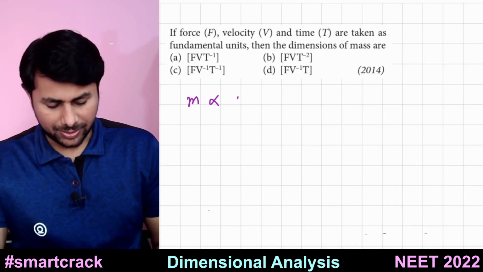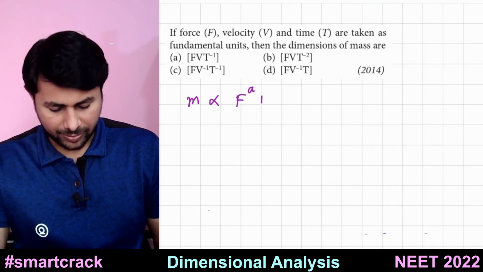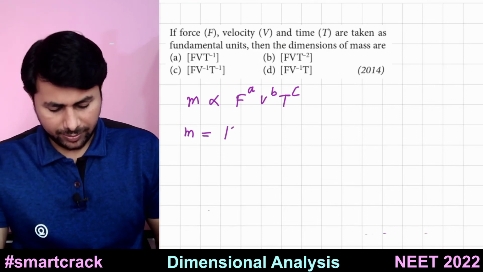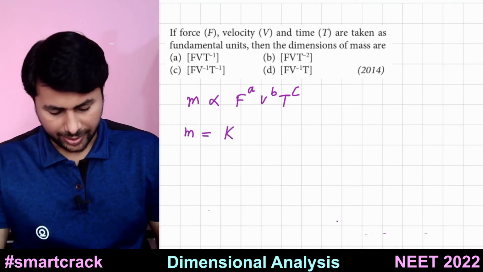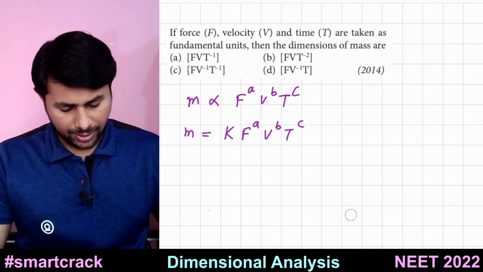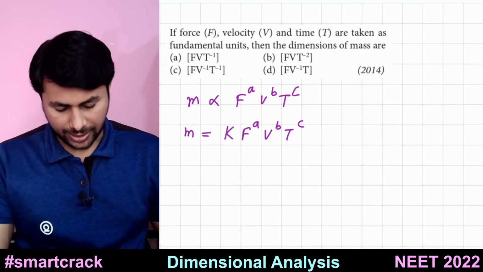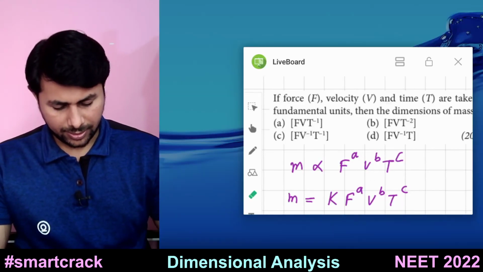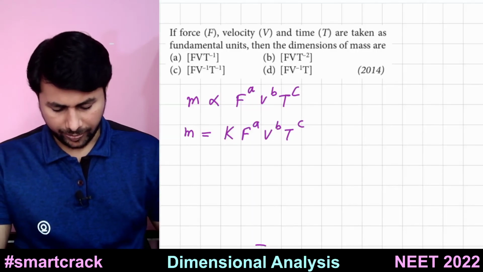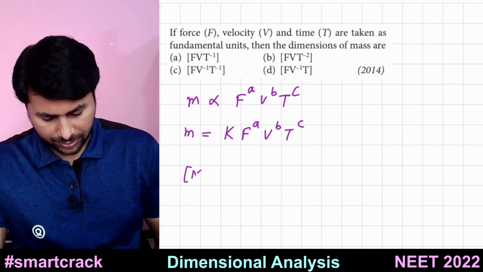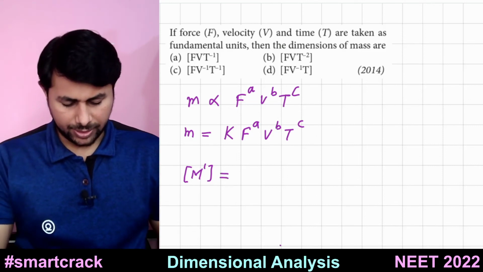So m is proportional to, let's consider it is F raised to a, V raised to b and T raised to c. So m equals to some number, some constant, okay, times F raised to a, V raised to b and T raised to c. And after that, what do we have to do? We have to take dimensions on both sides. So dimensions on left hand side are just m raised to 1. Okay, it is just mass on left hand side. It is m raised to 1. And it should be equal to, k doesn't have dimensions.